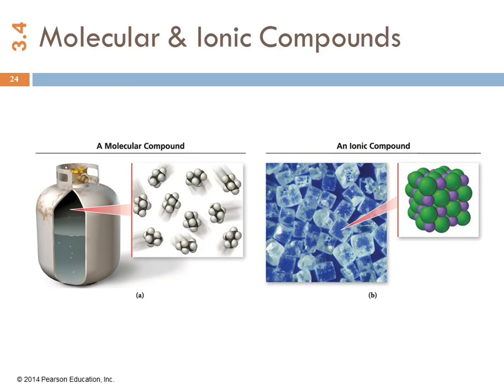Here is an illustration of a molecular compound. This is propane, and we see that we have individual molecules. These stay together whether it's liquefied or goes into the gas state. Whereas with an ionic compound, we have an array alternating sodium and chloride ions. So that's an important difference between molecular and ionic compounds.